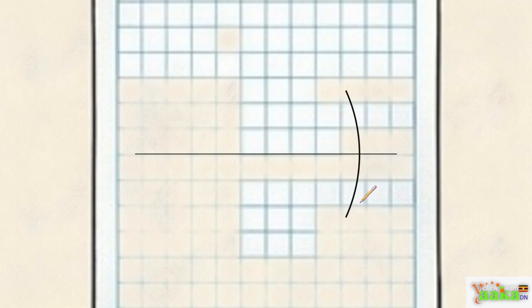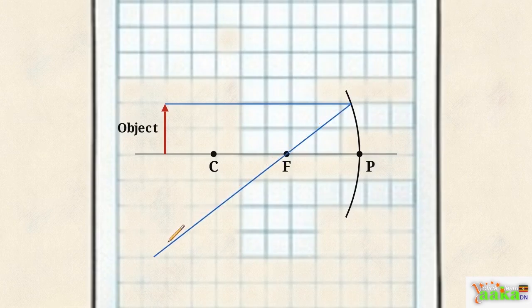We start with our principal axis, marking F at 3 centimeters and C at 6 centimeters. Then we place our 2 centimeter tall object directly on the 8 centimeter mark. We trace our first standard ray parallel to the axis. It hits the inward curve and reflects straight down through the focus. Notice that we apply bold directional arrows to our light rays, so the direction of travel is clear.